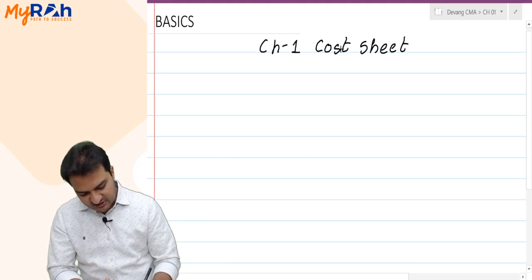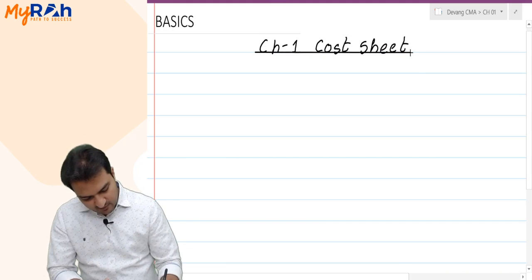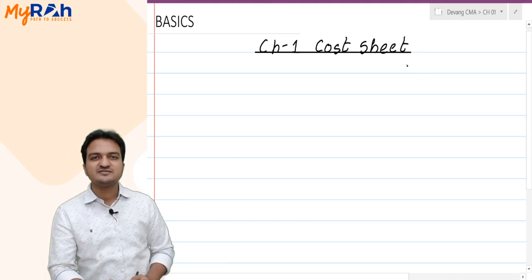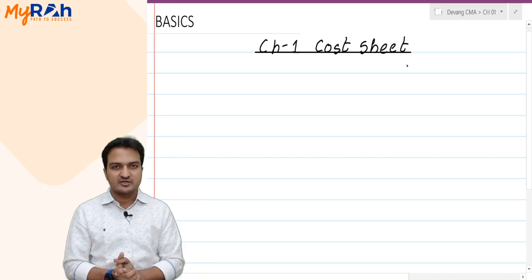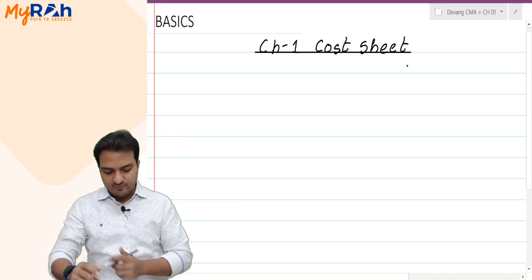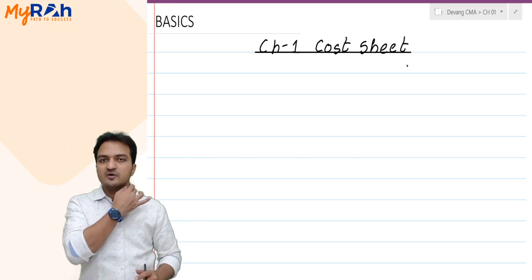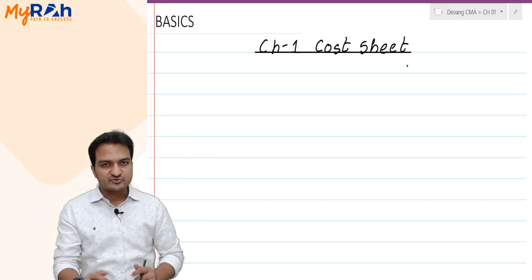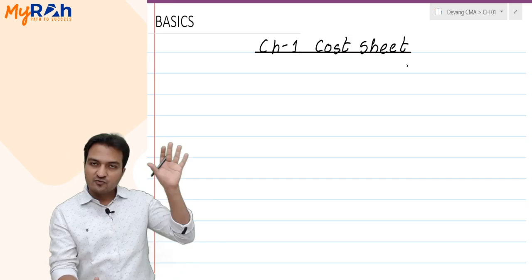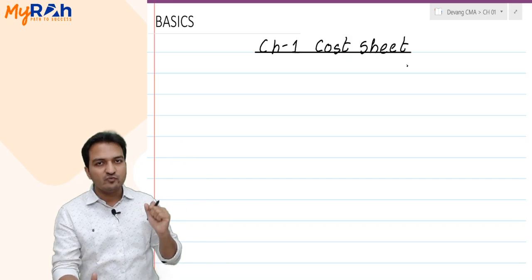Now, to learn this chapter, first of all, I need to cover certain basics about the costing subject itself. The first set of basics that I start here is about certain types of classifications of cost, types of cost. I'll just write down a few things here. You copy down first, then we will discuss. Done?